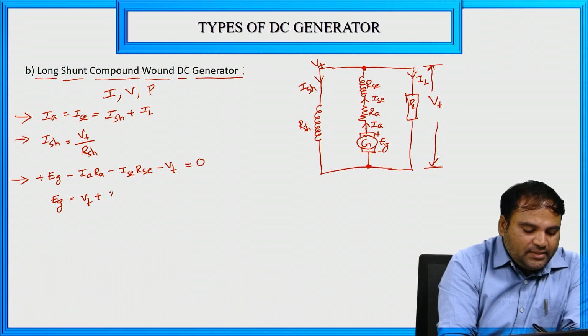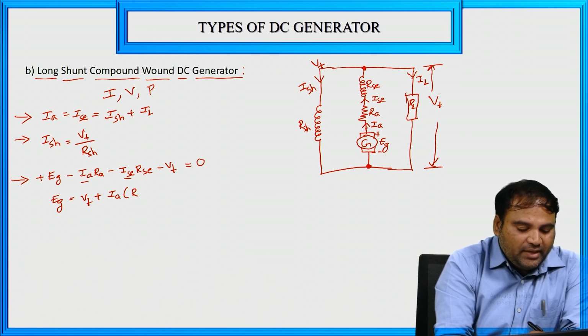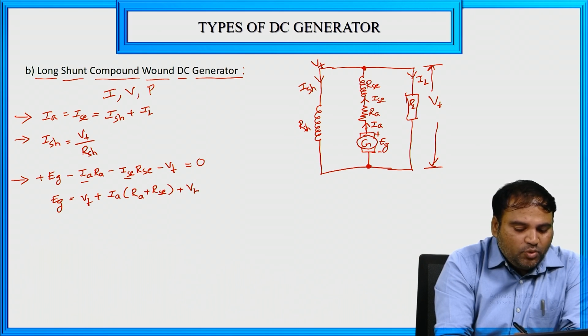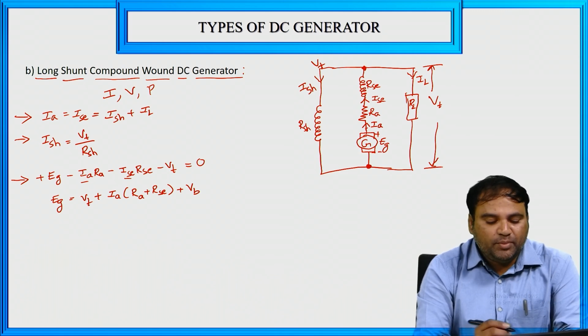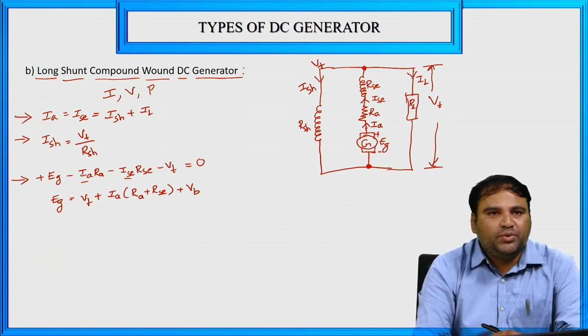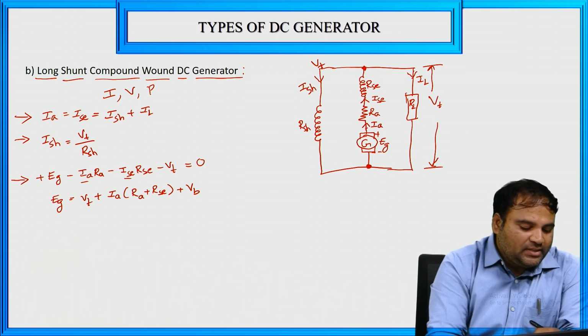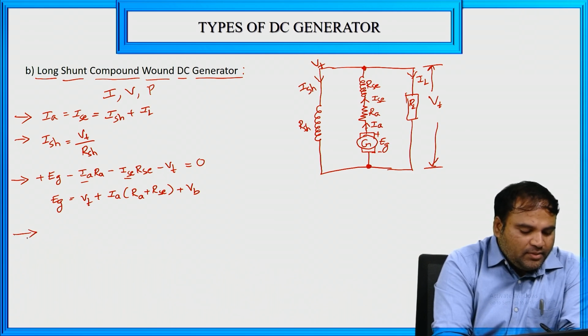Now simplify this equation, we'll get EG equal to VT plus IA into, so IA and ISC both are same, that's why I'm taking IA as a common term. So IA into RA plus RSC plus brush voltage drop VB. Here we are having two brushes, then VB is equal to 2. So that is the voltage relation.